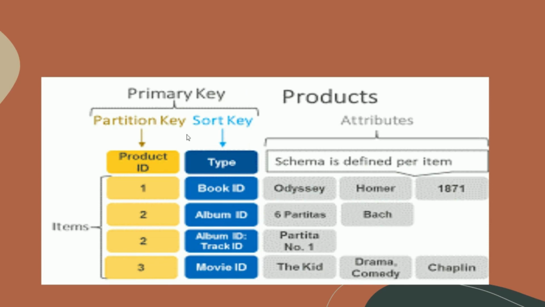Then partition key really helps for distributing data across different partitions in the database. It also improves application performance of our database. Then the attributes are something similar to columns, but not basically columns. So an item could have a particular attribute or even more than one attribute. So this particular item here that has the product ID one, and maybe you're sorting it based on book ID, could have an attribute of ODT and Omer.